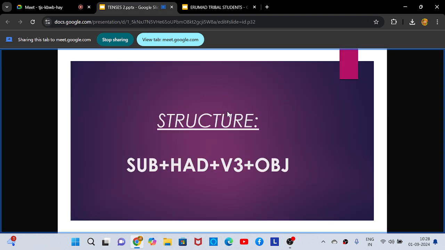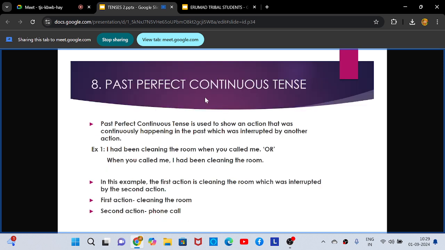Okay. Now moving to past perfect continuous tense. This tense is also very important because past perfect tense and past perfect continuous tense are connected to each other. How, if you ask, past perfect tense shows two actions where one action happened first before the other action. Now, in past perfect continuous, one action was continuously happening in the past. Okay, that is past continuous.